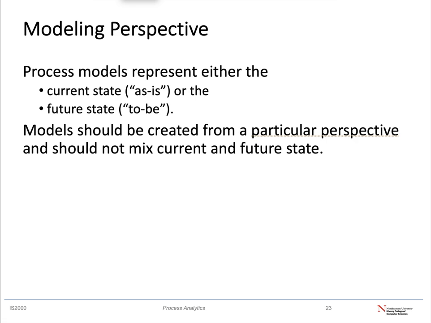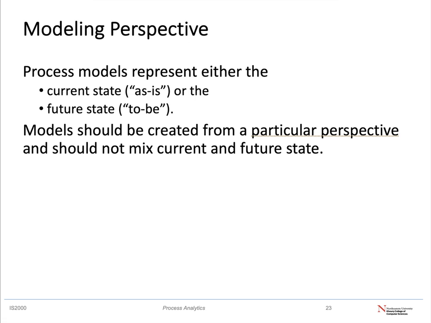When you actually go to building a process model, you have to decide what your perspective is for the process model. And we can build process models from two perspectives: current state, or the as-is state, and future state, or the to-be state. So if I were to go build a process model of the currently practiced and implemented grade change process at Northeastern, I would build a current state model. That means I depict the process the way it's done right now.